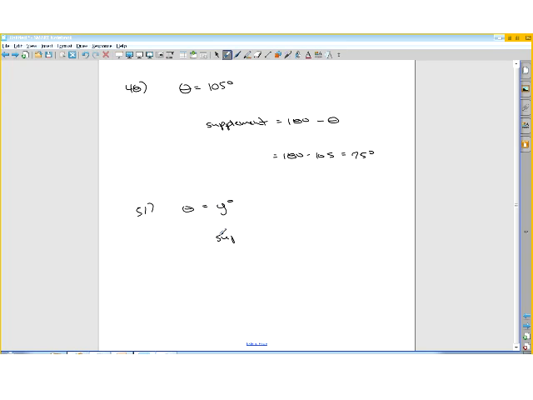So we have 48. In this case, theta is the angle. It's 105 degrees. To find the supplement of an angle, it's just 180, which is a straight angle, minus theta. So we have 180 minus 105, which is 75 degrees. And likewise, similar to the problem we just worked, if theta is equal to y degrees, then the supplement is equal to 180 again minus theta, whatever theta is, and we have 180 minus y. So that's the result.